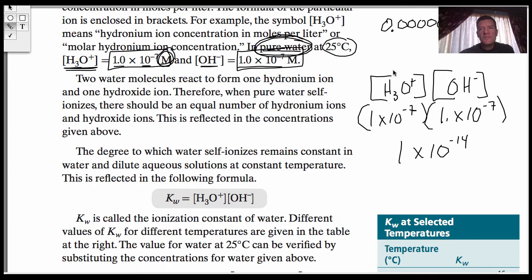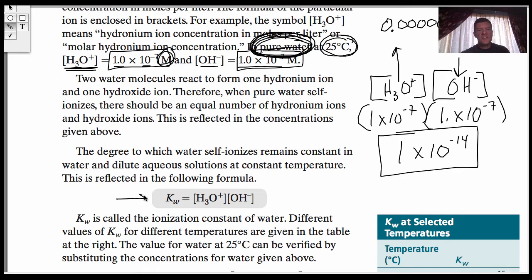If the hydronium ion concentration goes up because we add something else, then the hydroxide ion concentration is going to have to go down, because these two are in an inverse relationship. As one increases, the other decreases. But their product, as long as it is an aqueous solution, as long as you have a water solution, you can add other things, but as long as it's water, this product is going to equal 1 times 10 to the negative 14 at 25 degrees Celsius.